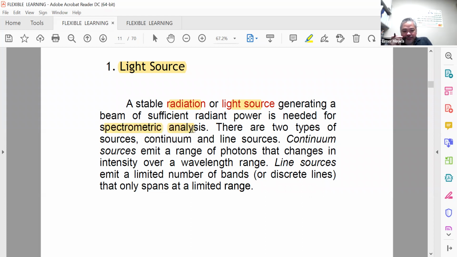There are usually two types of these light sources. It can be a continuum or a line source. A continuum source emits a range of photons that changes in intensity over a wavelength range. We could say this is broadband, a wide range of wavelengths. A line source, on the other hand, emits only a limited number of bands or discrete lines, and it only spans a limited range.